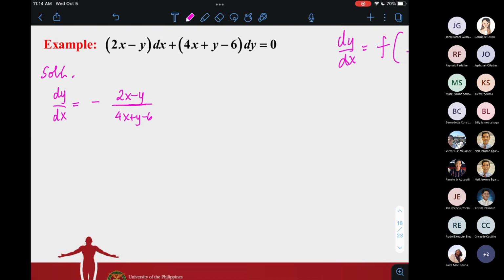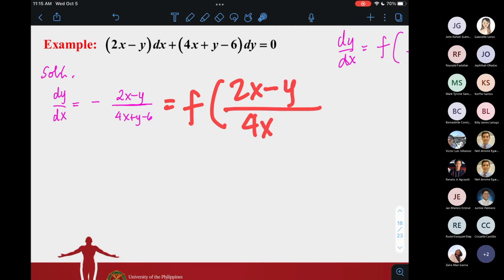Okay? So, tama ba ito? Double check. Okay? Tinranspose ko yung 2x minus y sa kabila times dx, tapos nag-divide ako both sides by dx, tapos nag-divide ako ng 4x plus y minus 6. Alright? So, ito yung itsura. So, essentially, we have a function of 2x minus y over 4x plus y minus 6. Ngayon, so ito yung f ko. Ito yung f of 2x minus y over 4x plus y minus 6.